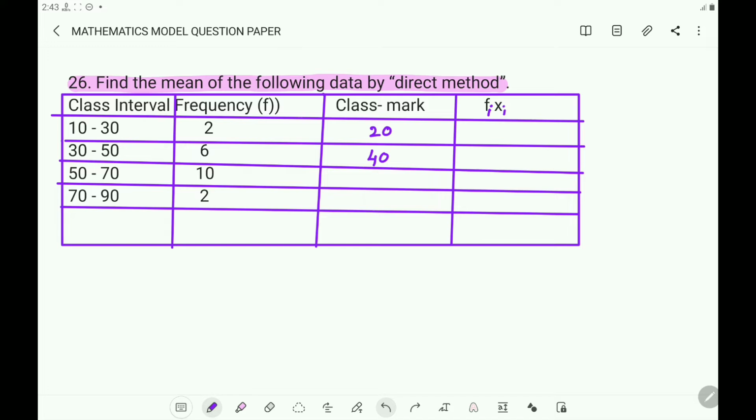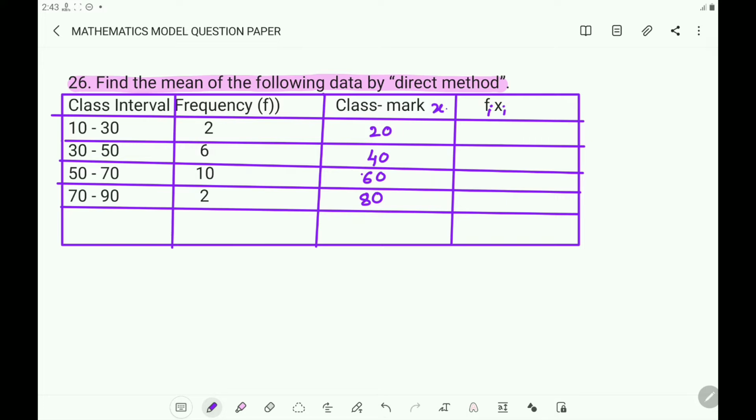If 120 is divided by 2, that is how much? 60. Then 70 plus 90 is 160. If 160 is divided by 2, that is 80. Then we have to find out the product of Fi and Xi.